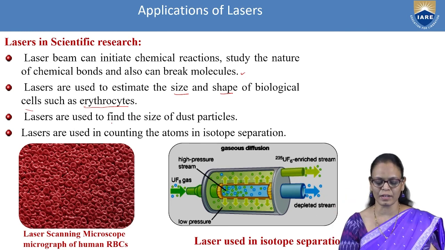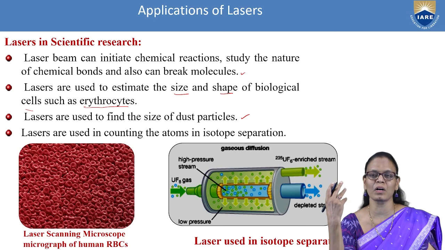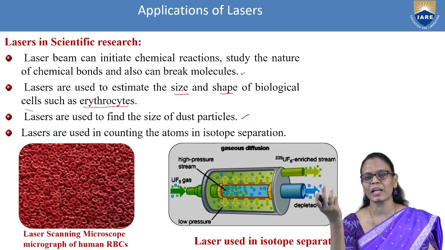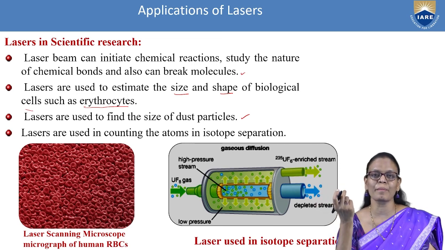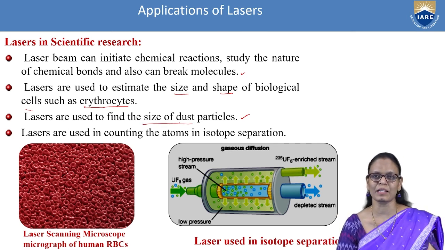So lasers are used to find the size of the dust particles also. Sometimes when they have to predict, or they are talking about the environmental conditions or the pollution that is there in the air, they have to talk about the size of the particles and also know where this pollution is coming from. So they use laser to find the size of the dust particles.